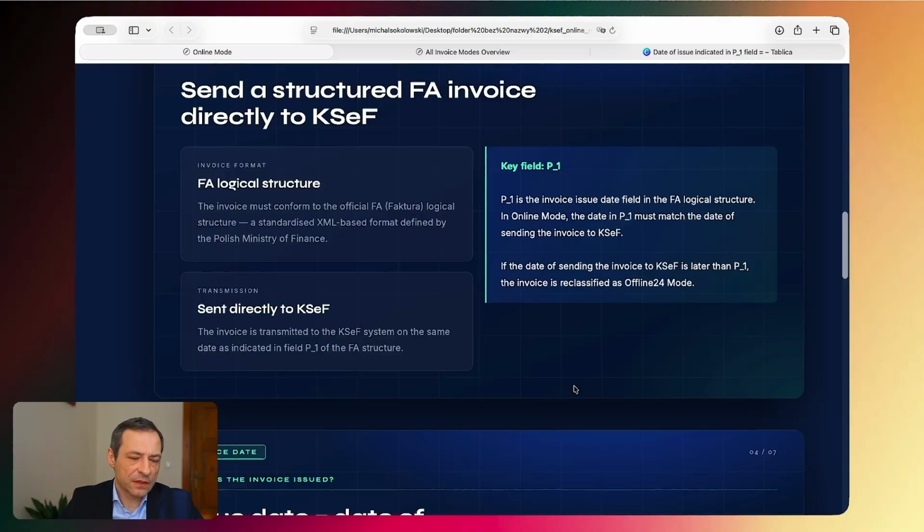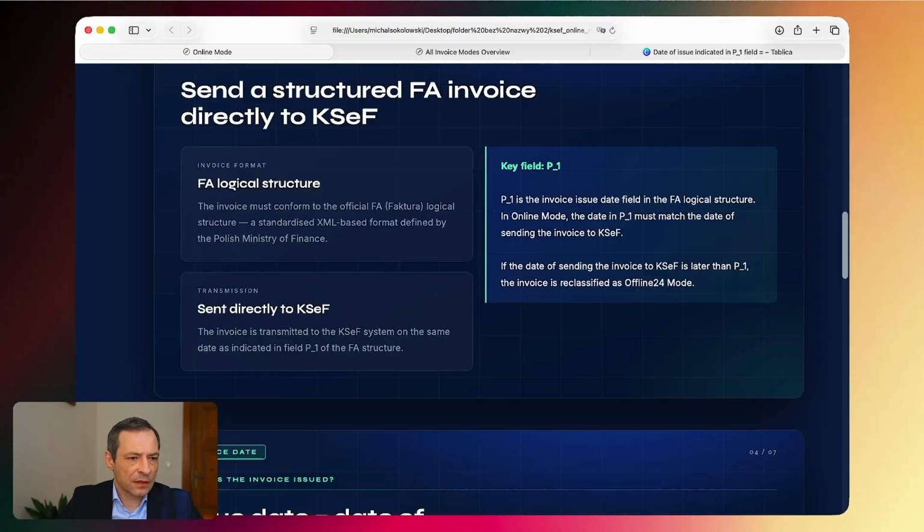If the date of sending the invoice to the Polish National Electronic Invoicing System is later than the date of issue indicated in the field P1, then the invoice will be automatically reclassified to an invoice which is issued in the offline 24 mode, which also should be nothing critical. This will still be accepted as a valid invoice.